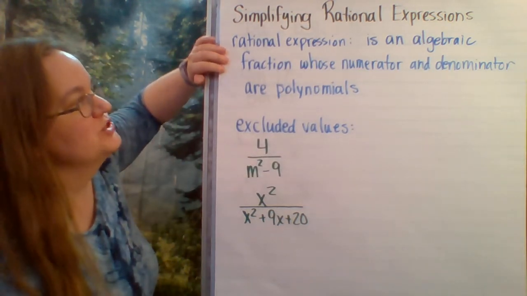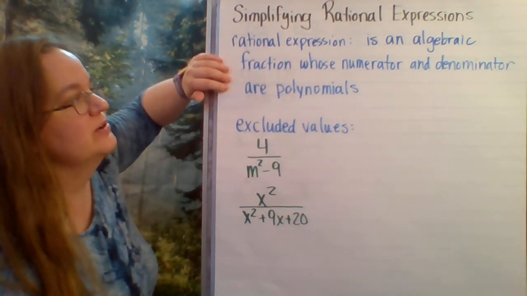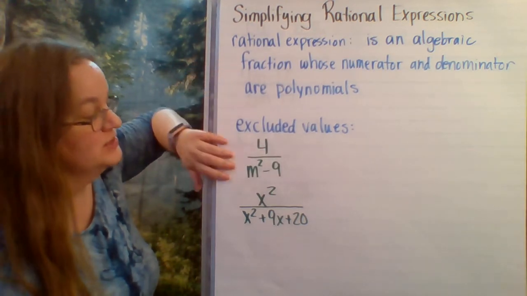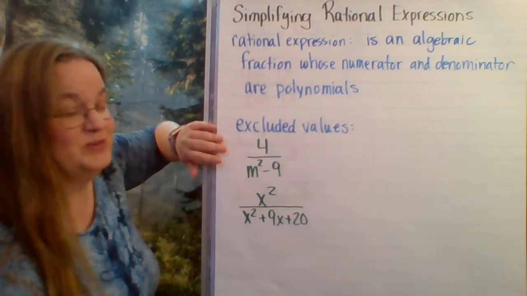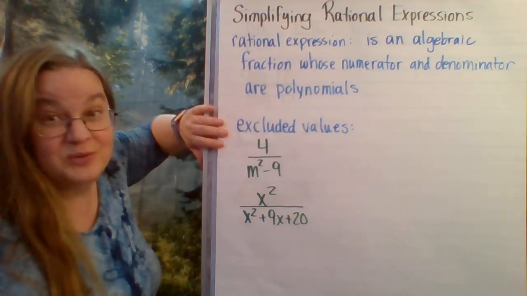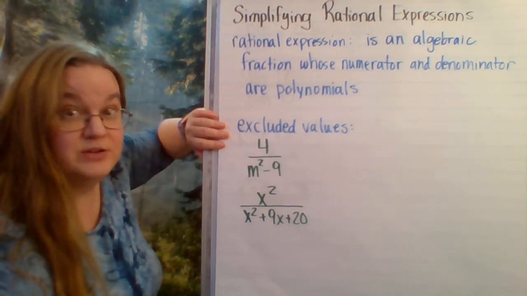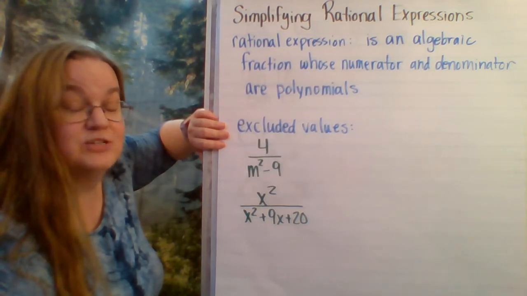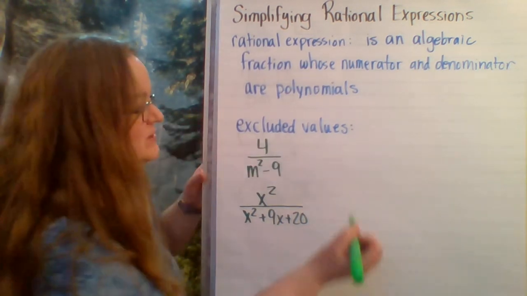A rational expression is an algebraic fraction whose numerator and denominator are polynomials. Here are some examples of things that would be considered rational expressions. What we want to do is start with excluded values. Remember, excluded values are things that make the denominator 0, and you can't have a denominator of 0.